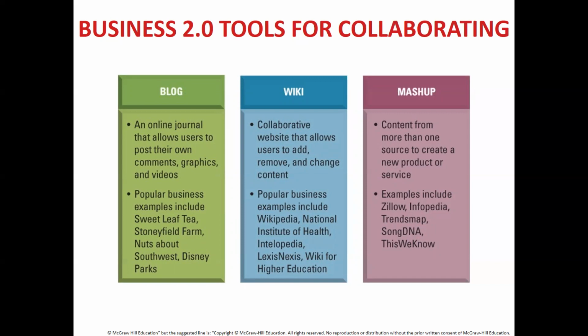Wiki: a type of collaborative web page that allows users to add, remove, and change content, which can easily be organized and reorganized as required. Example: Wikipedia. Mashup: a website or web application that uses content from more than one source to create a completely new product or service. A very good example for this is Infopedia.